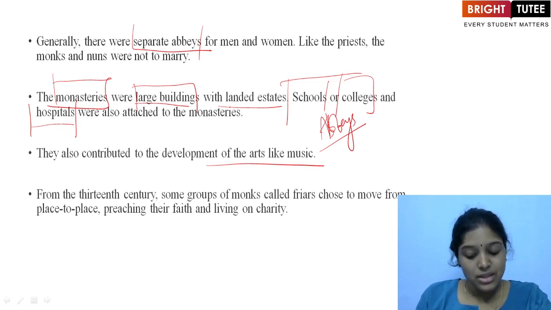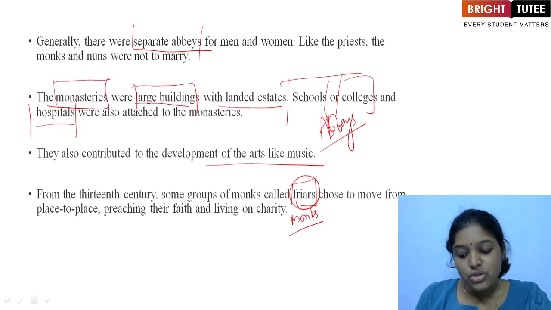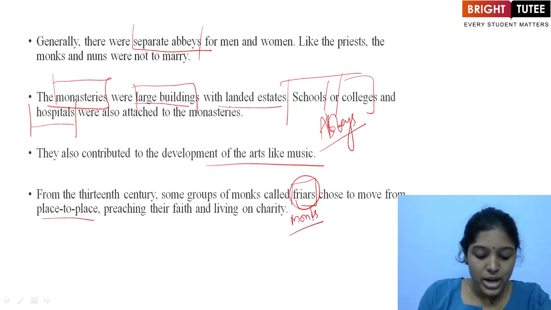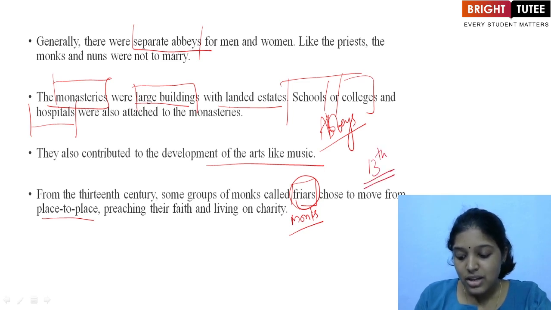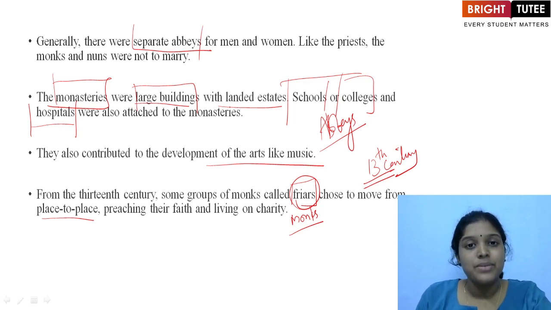And from the 13th century, some groups of monks called friars. So this friars is also a section of monks. They chose to move from one place to another, preaching their faith and living on charity. So from 13th century, we see that a section goes around and preaches their faith and tries to help those who were in need and try living a simple life and an alternative way of life.